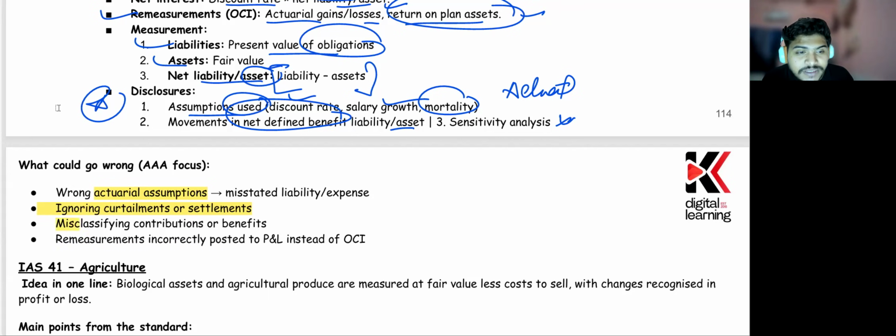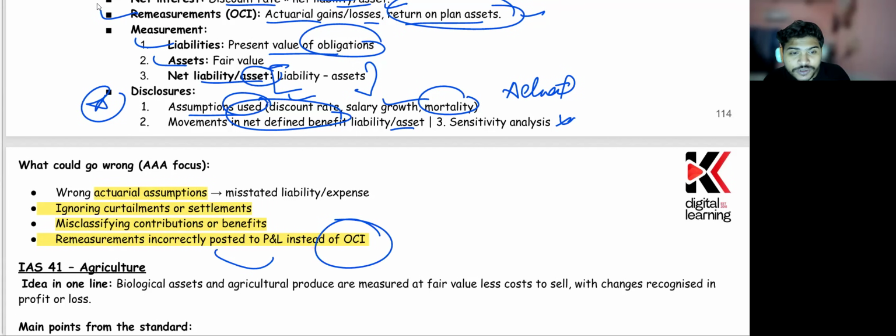What if they are misclassifying the contribution or benefit? Suppose when they have to pay the benefit, they are just making a contribution. They are not maintaining a defined benefit plan when they should have. What if remeasurement is incorrectly posted into the P&L? What if they are doing the remeasurement, which should have gone into OCI, other comprehensive income, but they are posting it into profit and loss? These are certain other things you need to take care of.